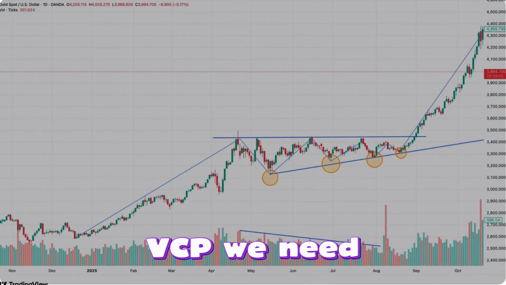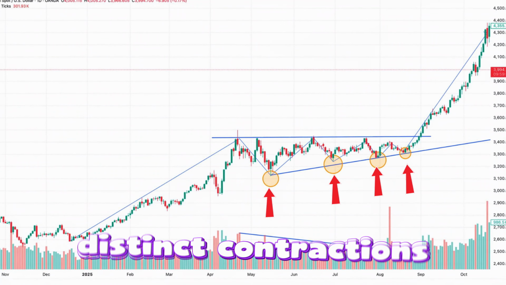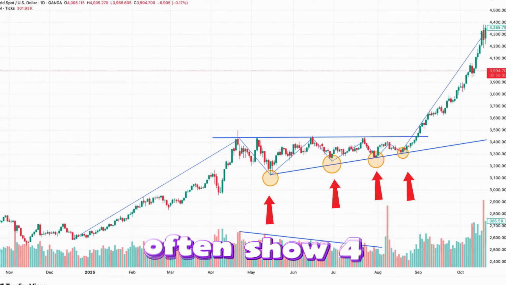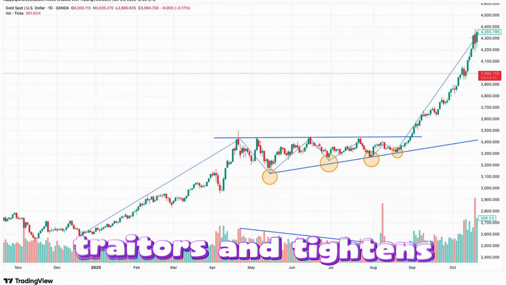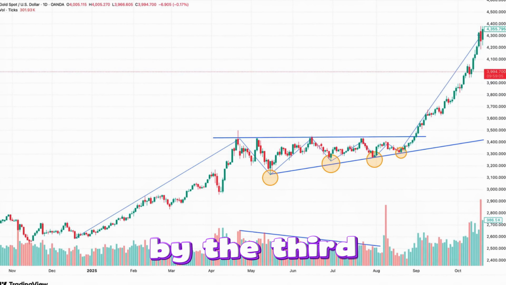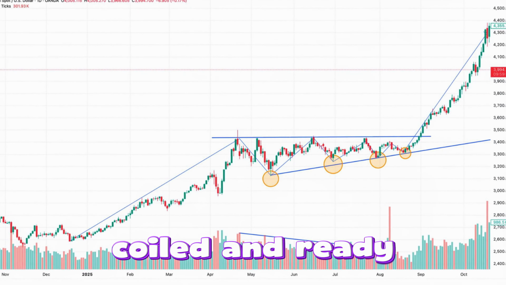For a valid VCP, we need at least 3 distinct contractions, but the most reliable patterns often show 4 or 5. Each contraction removes emotional traders and tightens the structure. By the 3rd or 4th contraction, the pattern becomes coiled and ready.